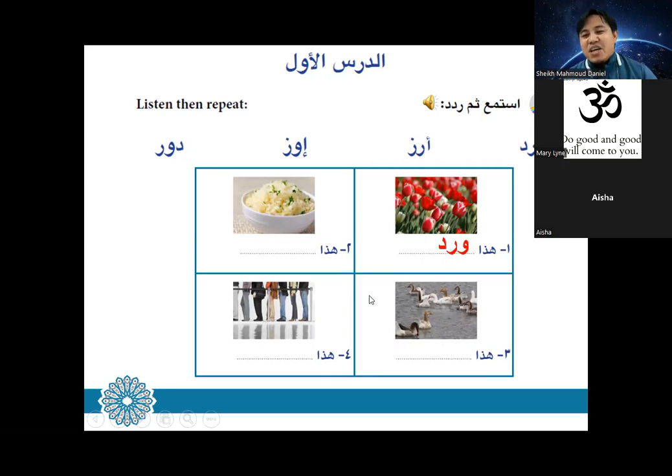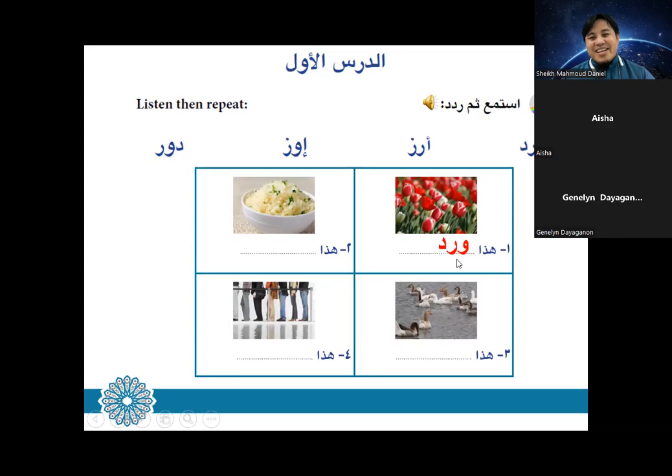Okay, who can give me the second one? See, everybody say it for me first. Hadha wardun. Okay, that's it. Hadha ward, that is also correct. Okay, please tell me, what is for number 2? Hadha aruz. Correct. Hadha aruz. Ahsantum. Very good.